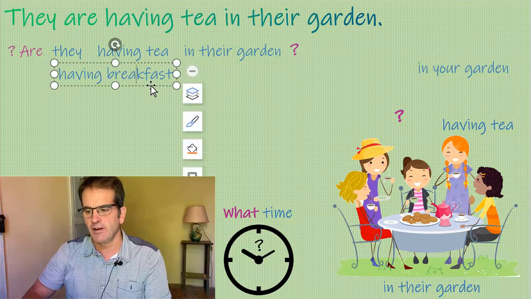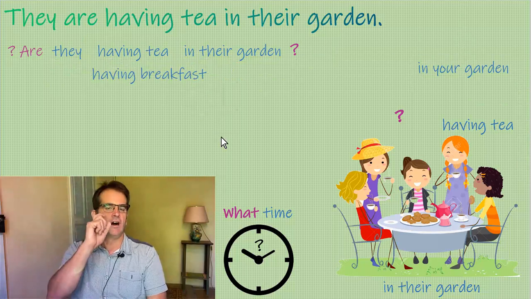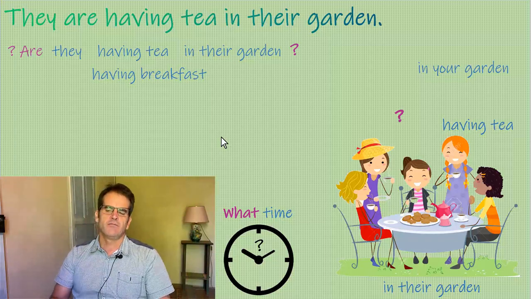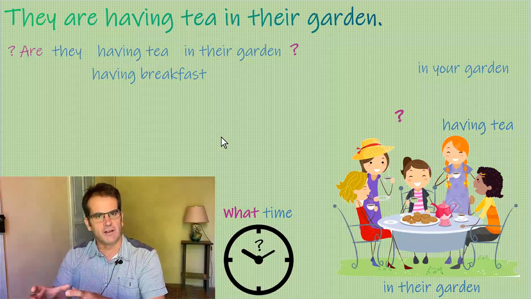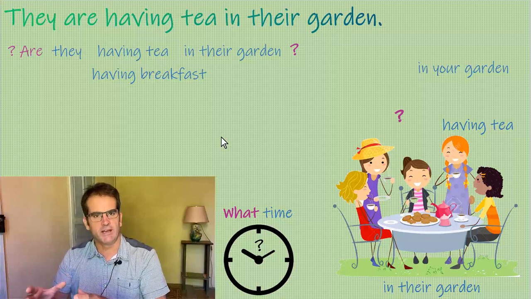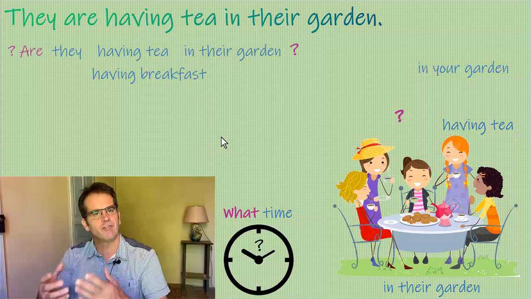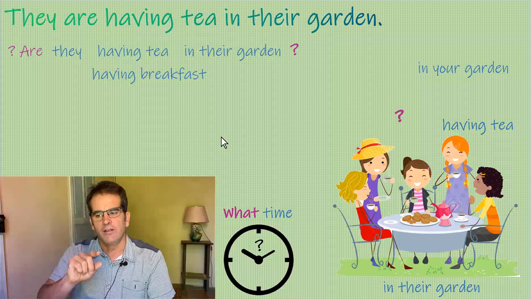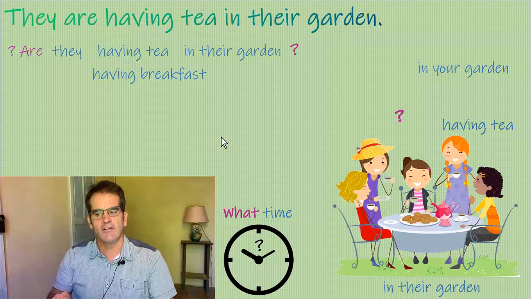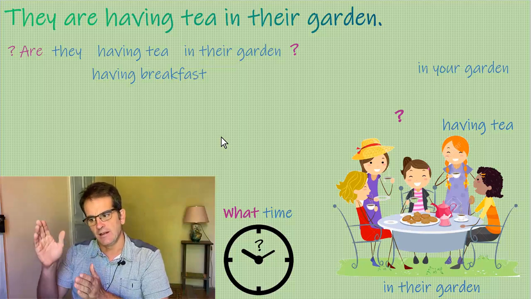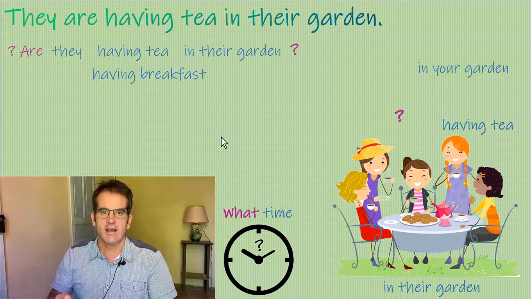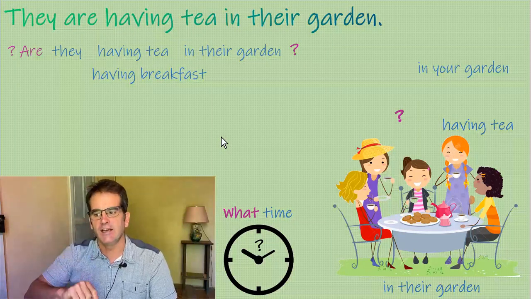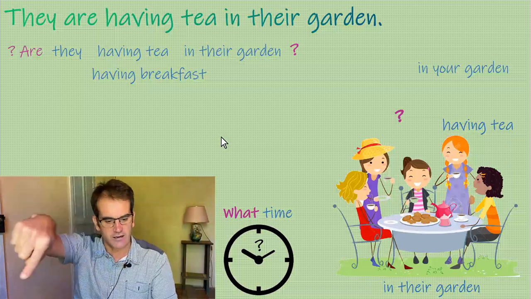Are they, your neighbors, having breakfast? Breakfast maybe with coffee, cornflakes, bacon and eggs. Are they having breakfast in their garden? No. Your neighbors are not having breakfast in their garden, and they're not having breakfast in your garden. They are having tea in their garden.